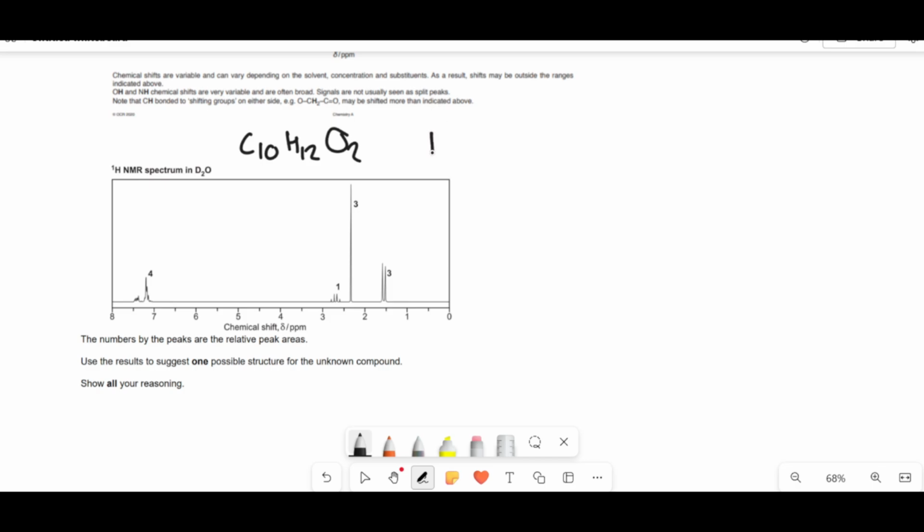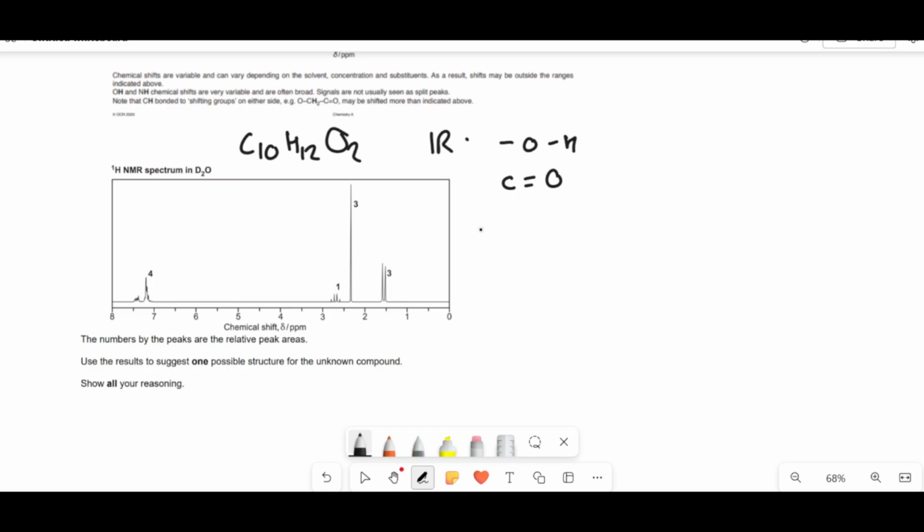Okay, and just for the sake of time, there's an IR spec as well, and I'm just going to say what's in it. The IR spec shows that there is an OH and a C double bond O, suggesting quite strongly that it's a carboxylic acid. Now, same strategy. Number 1, take the overall piece of information in: C10H12O2, that's what we're allowed to work with.